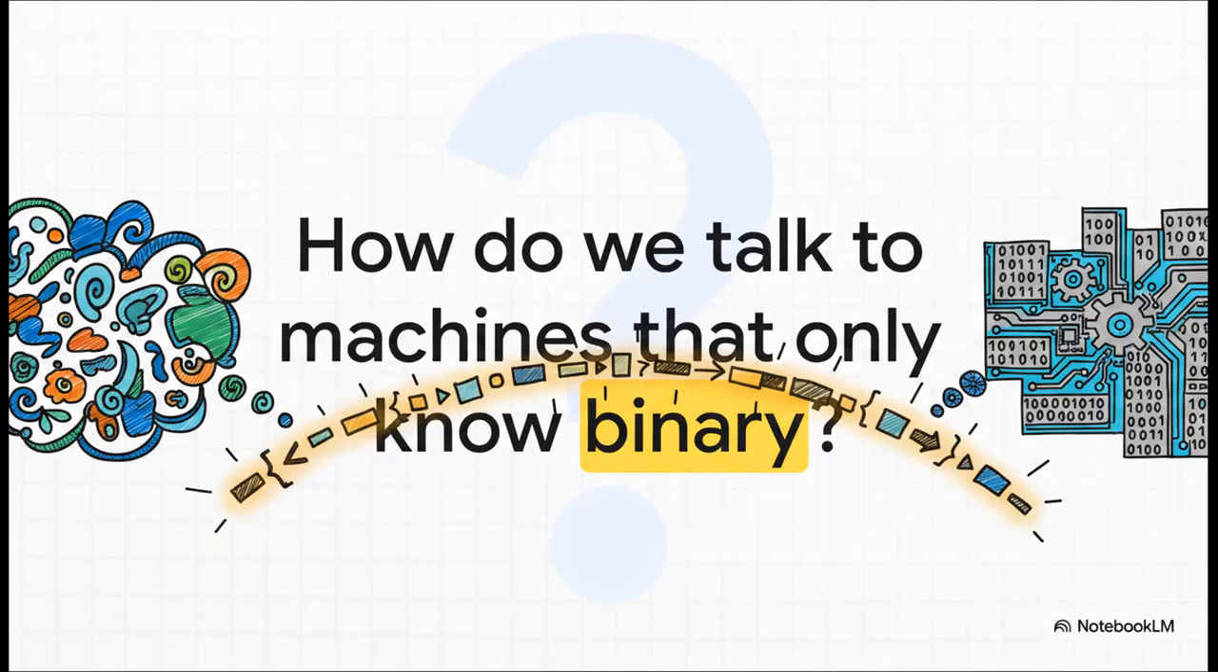But before we even write a single line of code, we've got to talk about this massive communication gap. We think and speak in rich, complex languages like English, right? But computers only understand machine language, an endless sea of zeros and ones called binary. So how do we cross that divide? Well, programming is the ultimate bridge. It's how we take our human ideas and translate them into instructions a machine can actually execute.